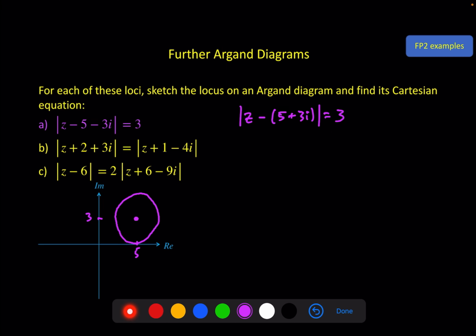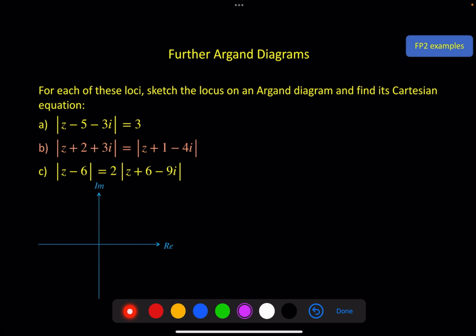Oh dear, my circle is not very circle-like, but that's good enough for a sketch. For the Cartesian equation, I won't go through the whole process, I'll just use what I know about circles, and this gives us (x − 5)² + (y − 3)² = r².